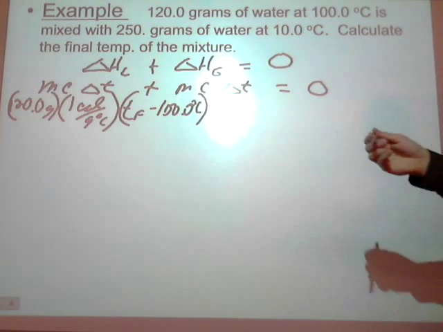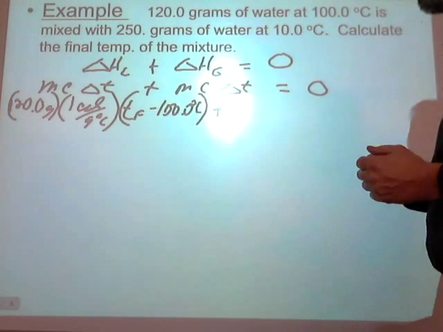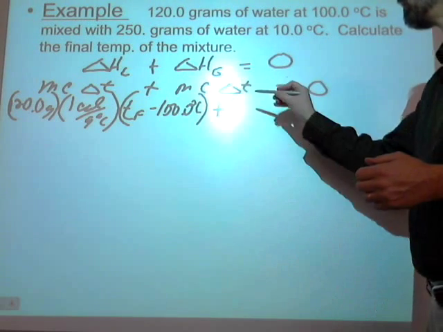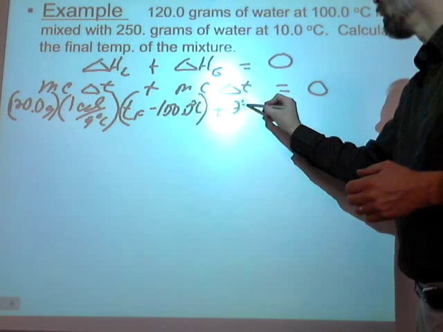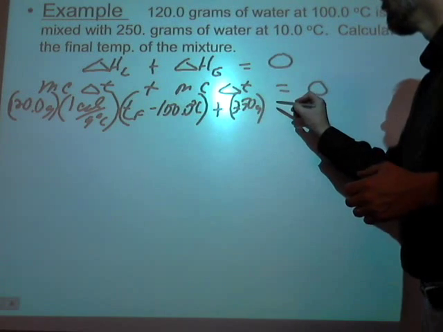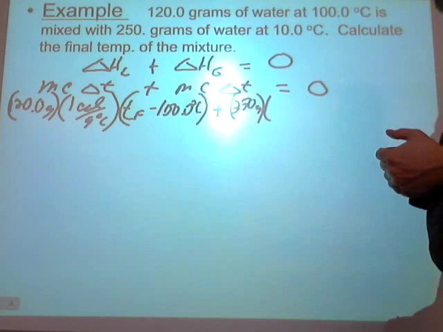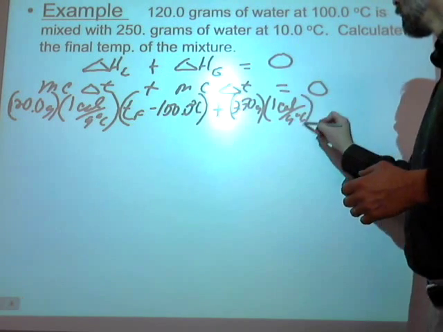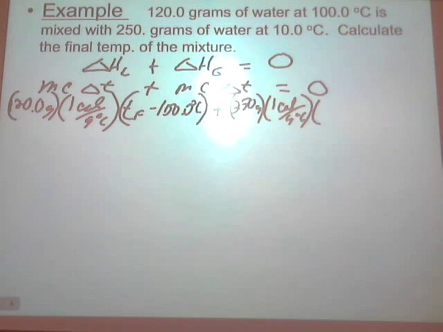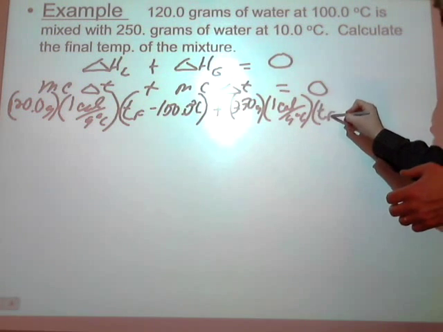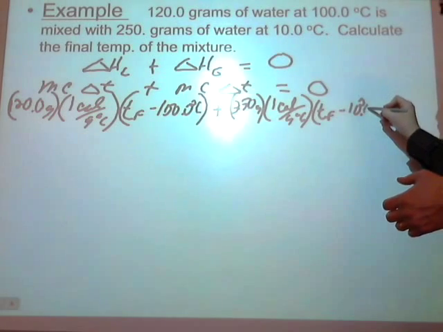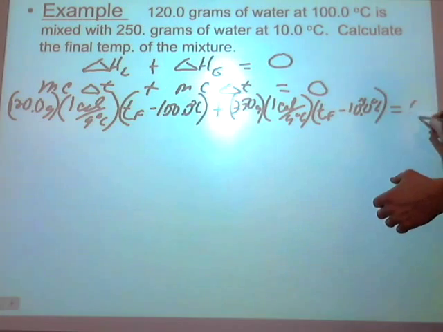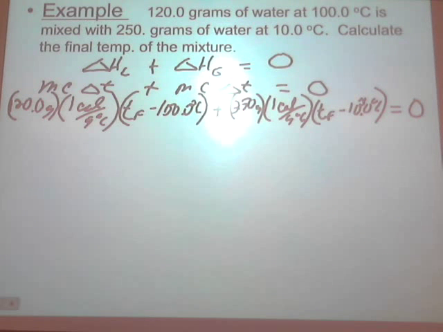Who's gaining heat? What's the mass of that guy? 250 grams times the specific heat of water, still 1 calorie per gram degree Celsius, times TF minus TI. In this case, it's TF minus 10.0 degrees Celsius. And the whole thing equals 0. I have just set that all up for you. There's nothing else to do but basic algebra. But I need you to do that.